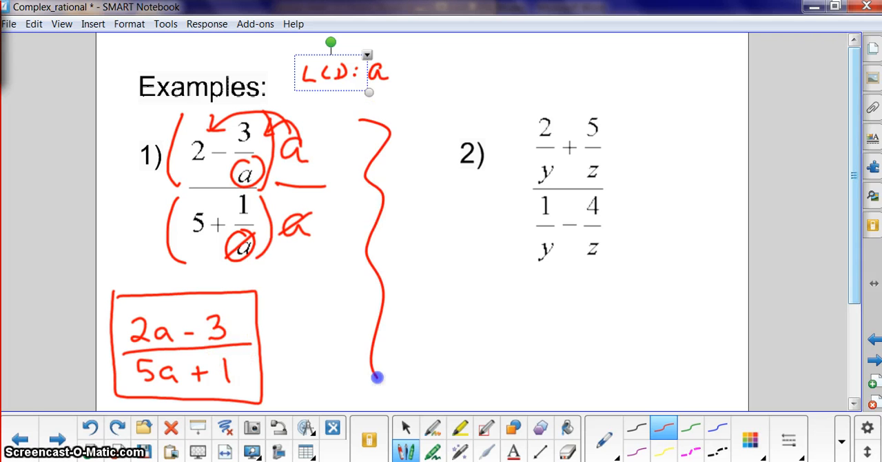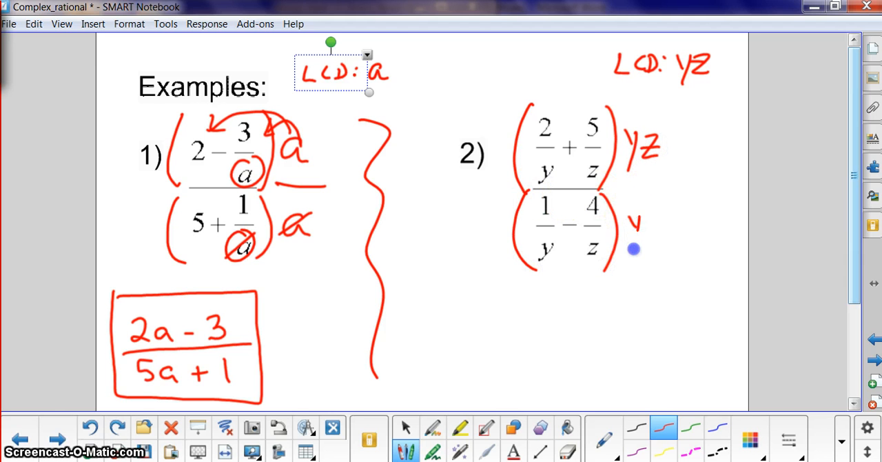Very good. Alright, now coming over here, in my numerator I have a y and a z. In my denominator I have a y and a z. So my LCD is, very good, yz. So I'm going to multiply this by yz. I'm going to multiply this by yz. And I'm going to distribute this over to here.